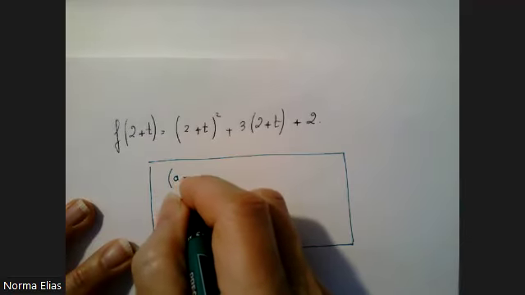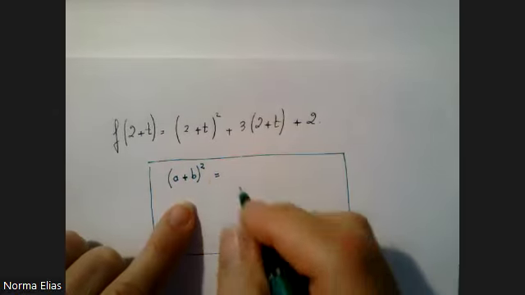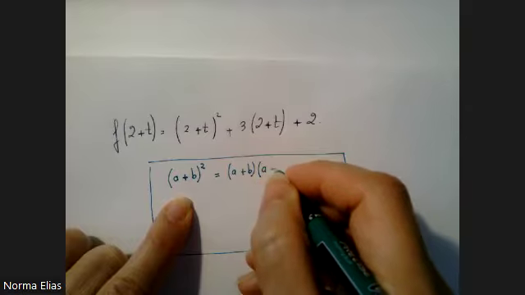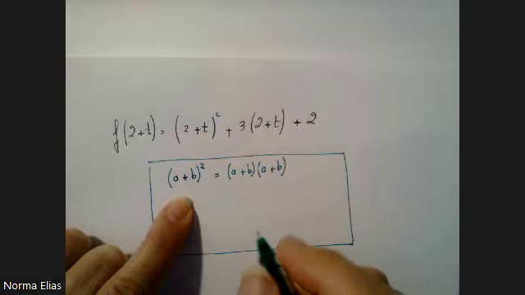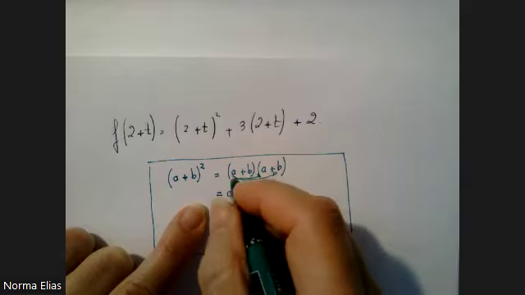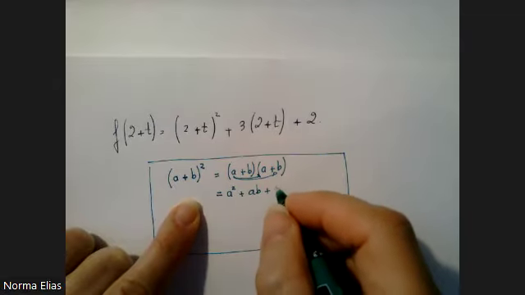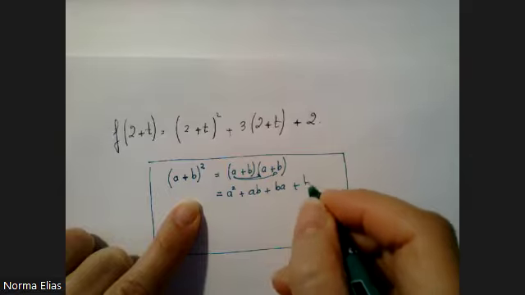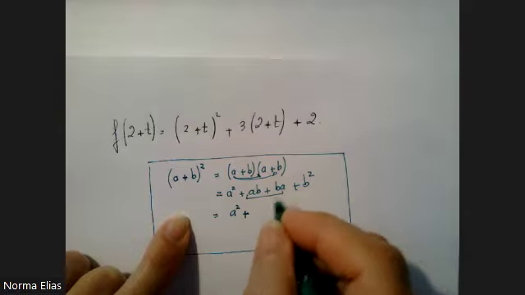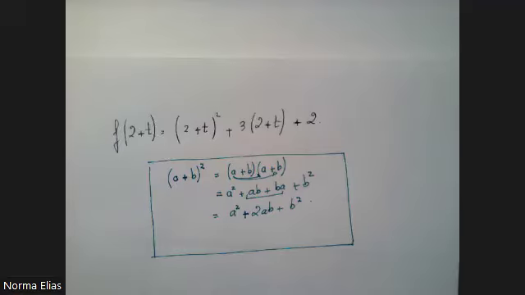If I have the quantity a plus b squared, let's see, this is equal to what? This is the quantity a plus b times the quantity a plus b. If I distribute, it is a times a, a squared, plus ab, plus ba, plus b squared. It means this is a squared plus 2ab plus b squared. That's what the quantity a plus b squared is.